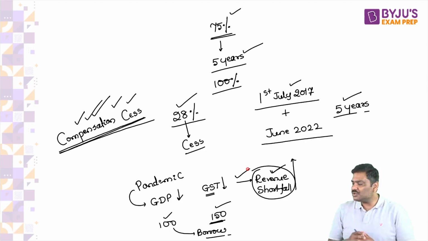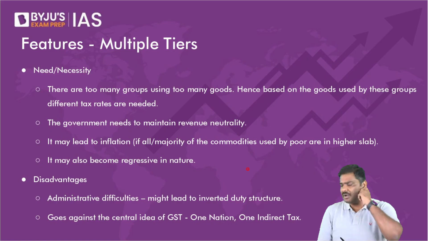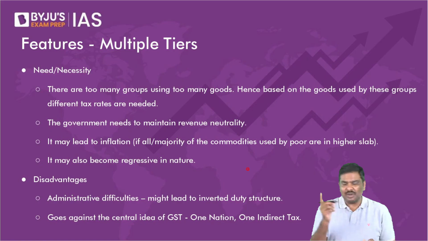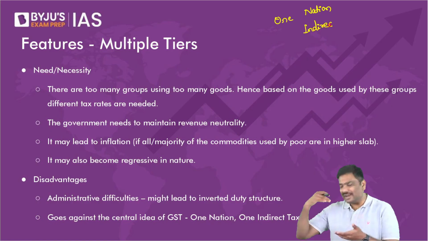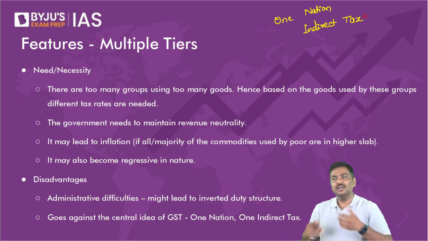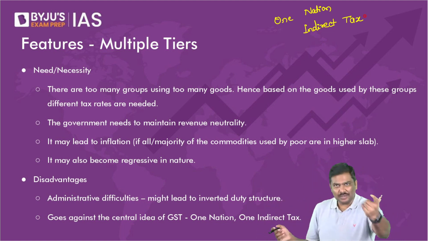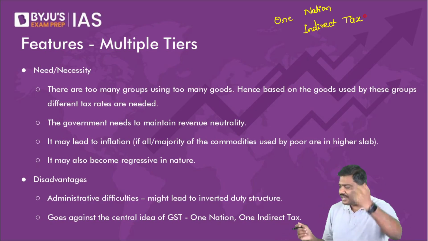Now, yesterday many of the students were asking certain important questions. Let me address all those questions. Question number 1, some of the students asked, sir, one of the objectives, central theme of GST was one nation, one indirect tax. But what we have done under GST is we have multiple rates of GST. We have 0%, we have 5, 12, 18, 28. In some of the cases, it is 1%. In some of the cases, it is 6%. In some cases, it is 3%.